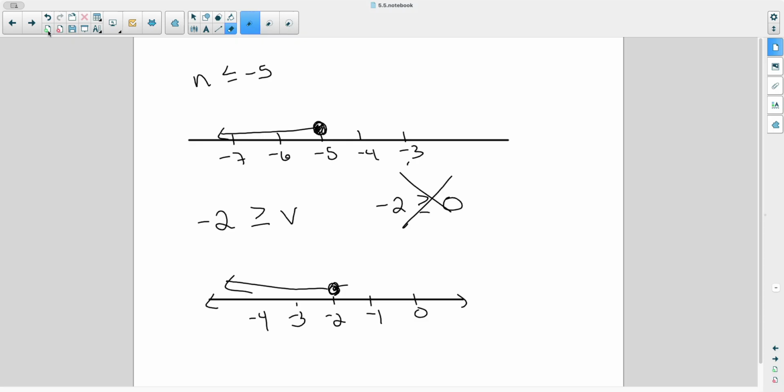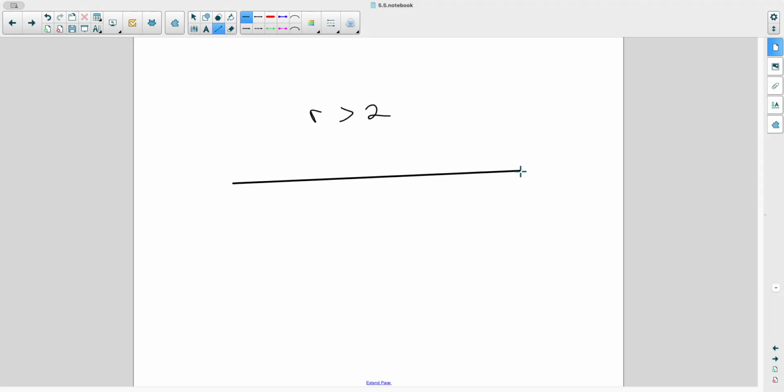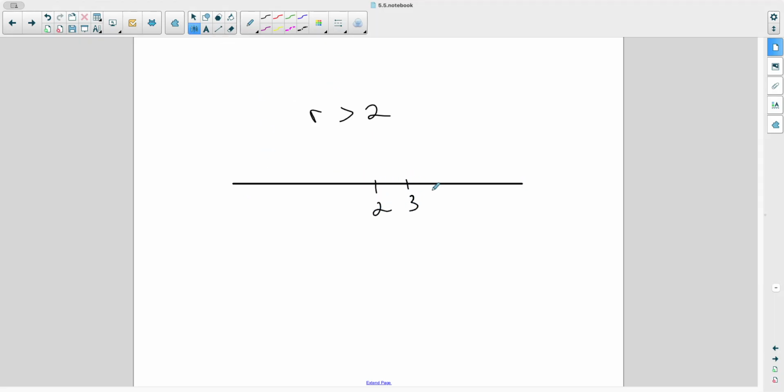When do I not do a closed circle? If I were to do r is greater than 2, is that an open or closed circle? An open circle. So it's an open circle. Do I go to the right or to the left? To the right. I go to the right. Good?